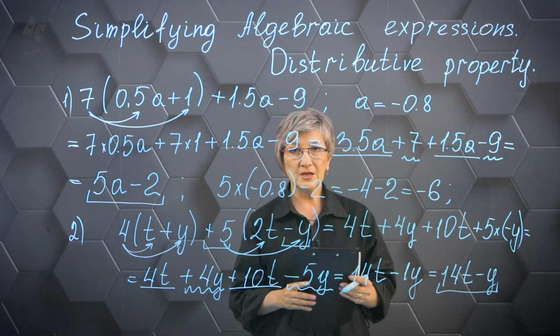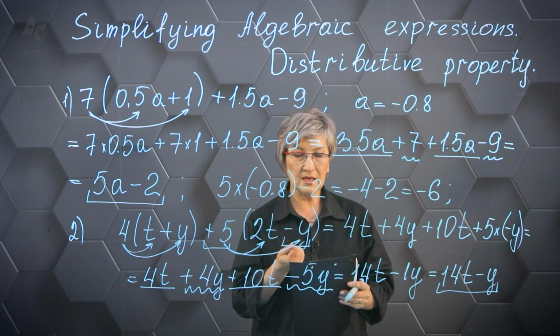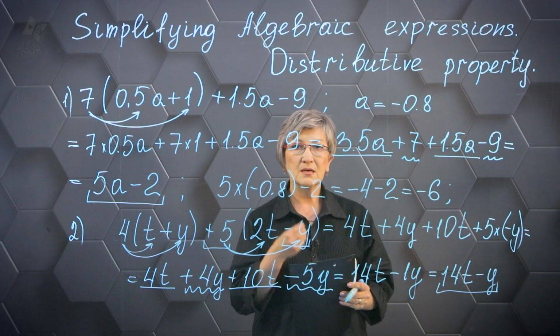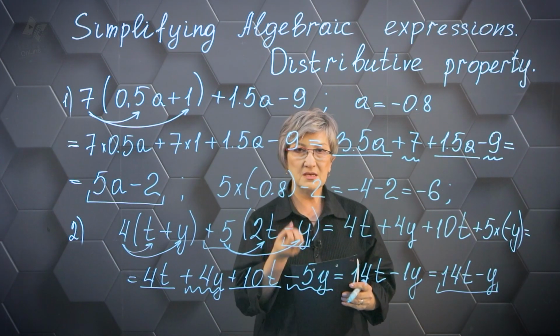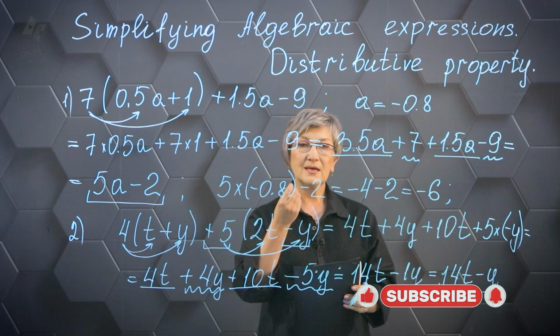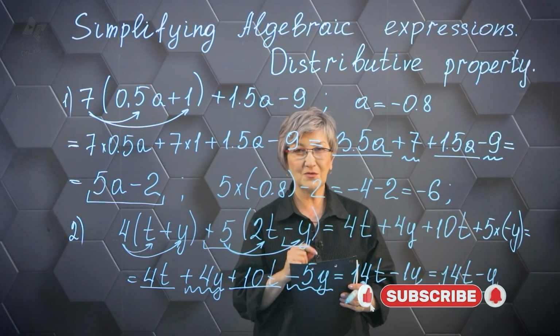By converting algebraic expressions, by simplifying them, we can apply properties. These are the commutative, associative, and distributive properties, and then you'll get the right answer.